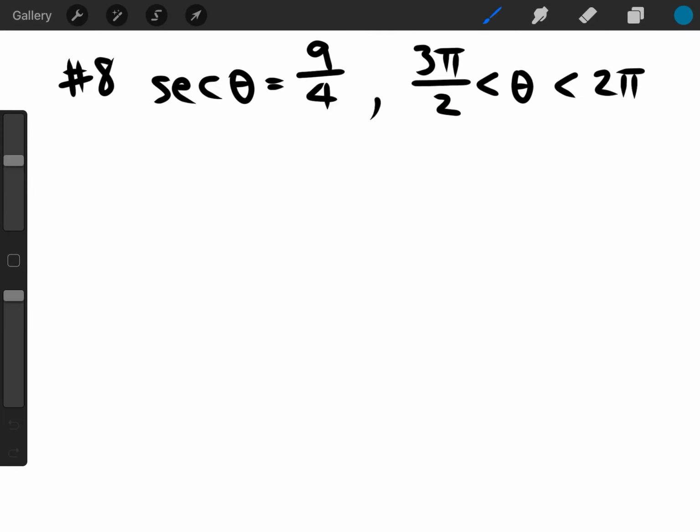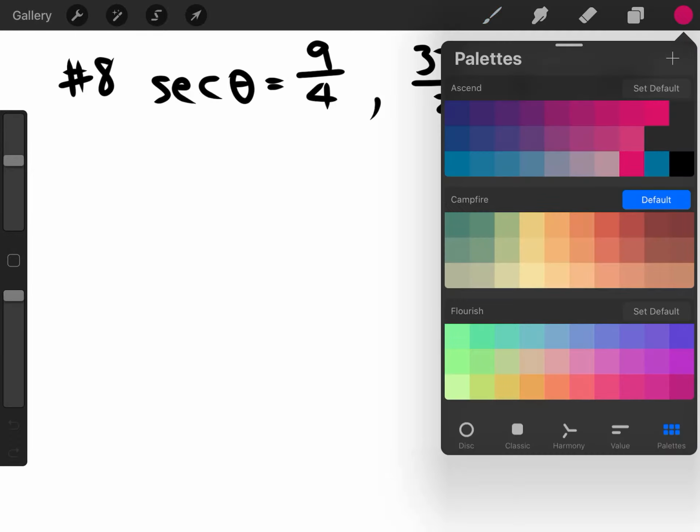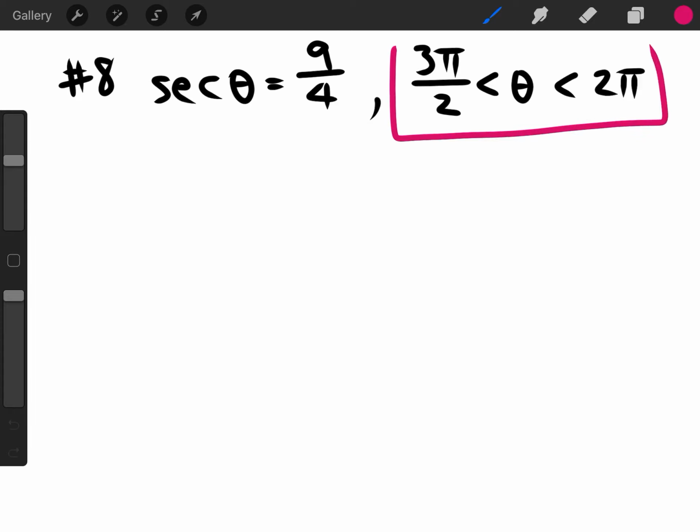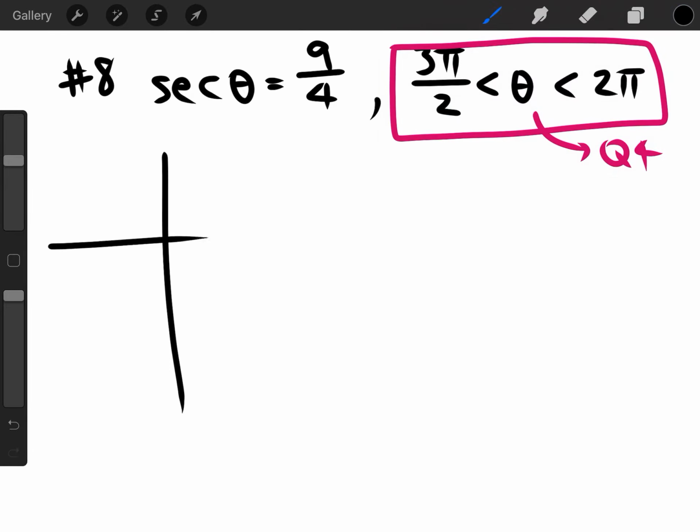Okay, next one, cosecant, and notice that this is between 270 and 360, so this is going to be in quadrant 4. Let's draw the triangle out. It's going to be quadrant 4, so let's just draw a triangle.